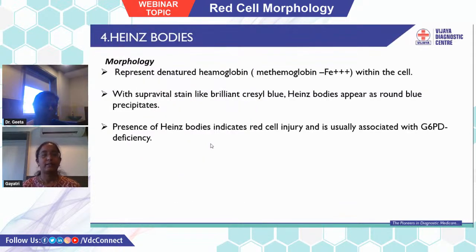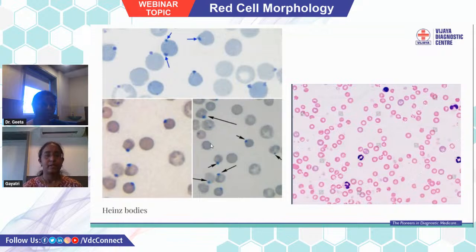Coming to Heinz bodies, they represent denatured hemoglobin within the cell. These usually take up supravital stains like brilliant cresyl blue or methylene blue. The presence of Heinz bodies indicates red cell injury and is associated mainly with G6PD deficiency. And these are the Heinz bodies. This is on methylene blue staining, and this is an H&E stain where we can see Heinz bodies.